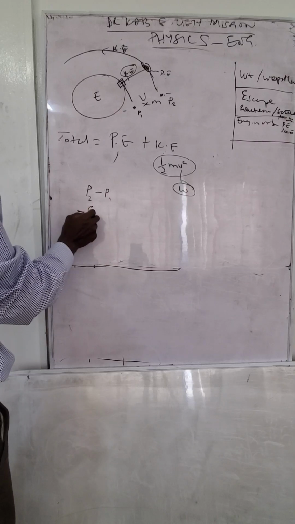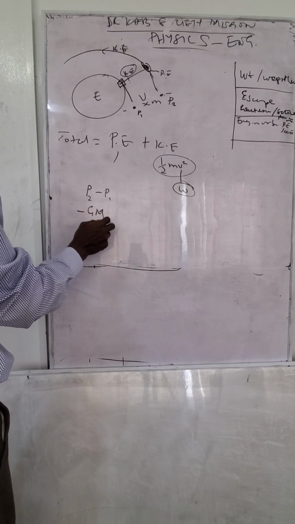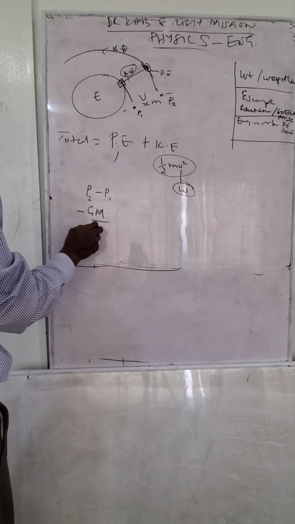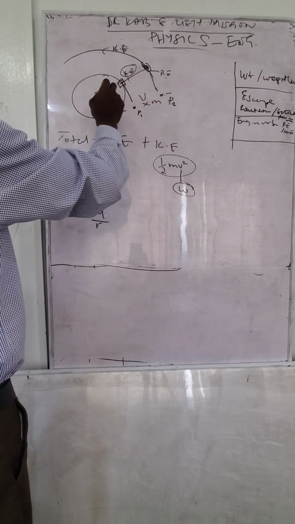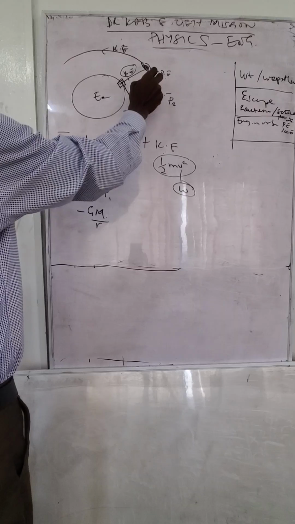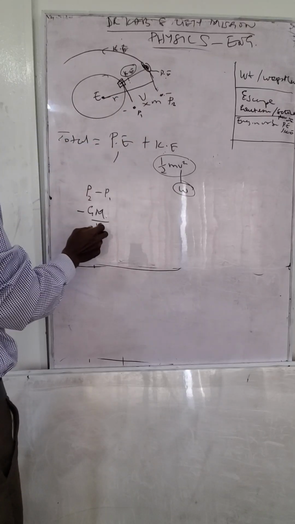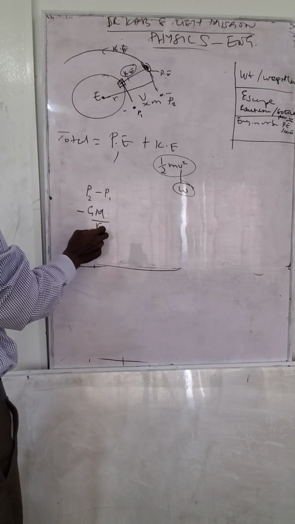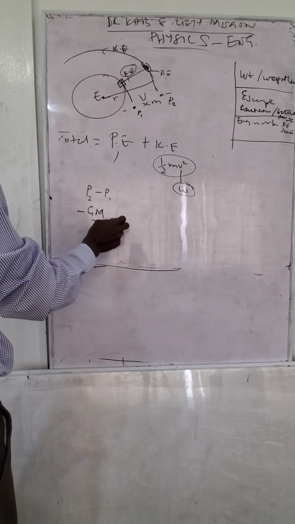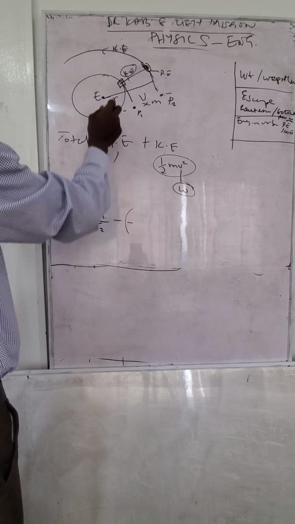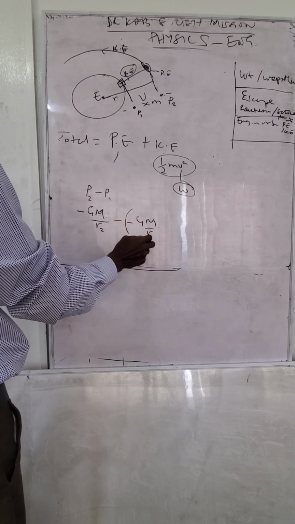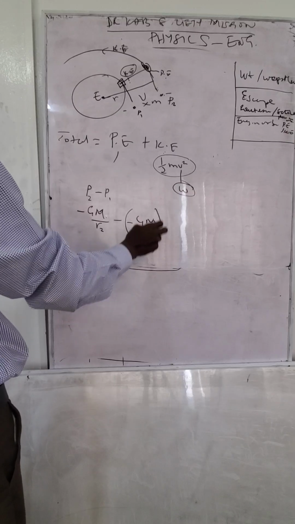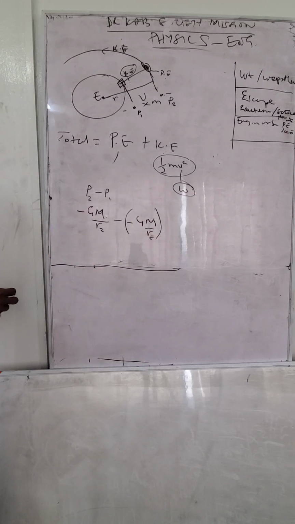So that one is given by GM. The potential is GM over R, where R will be the radius from this one. Let's say R2. This minus the one on the surface of the Earth, which is also going to be GM over R, the radius of the Earth. So this is going to be the potential.